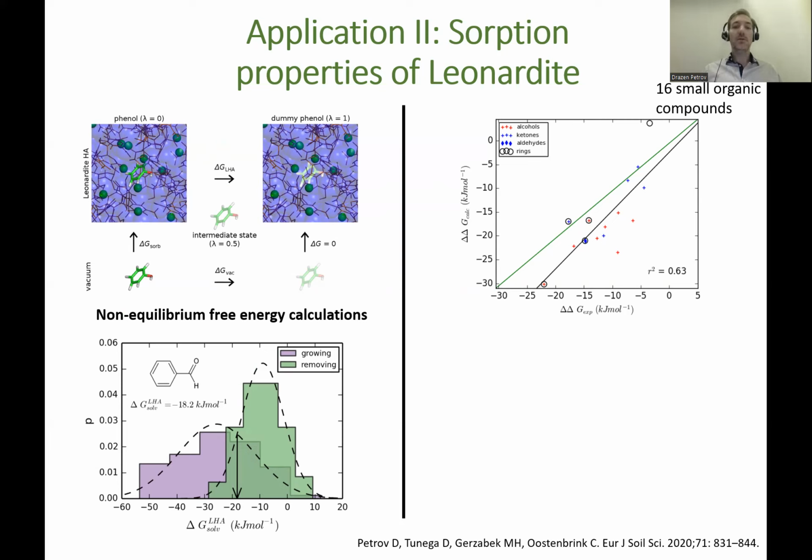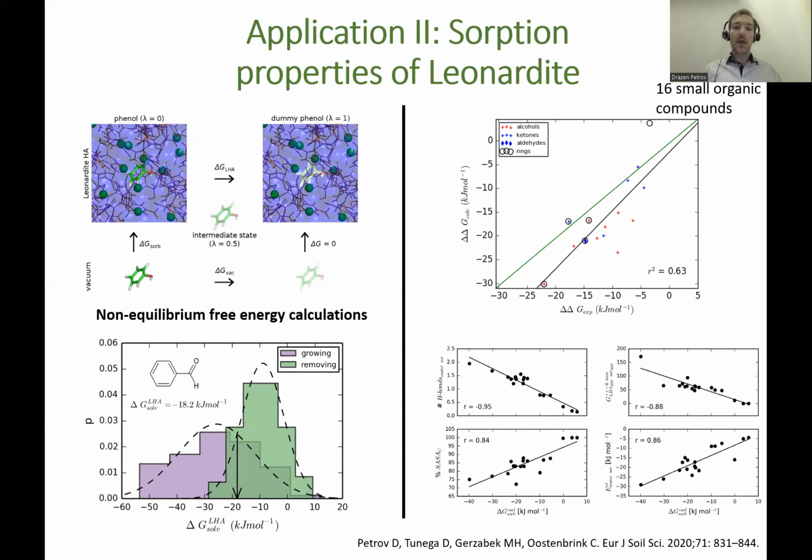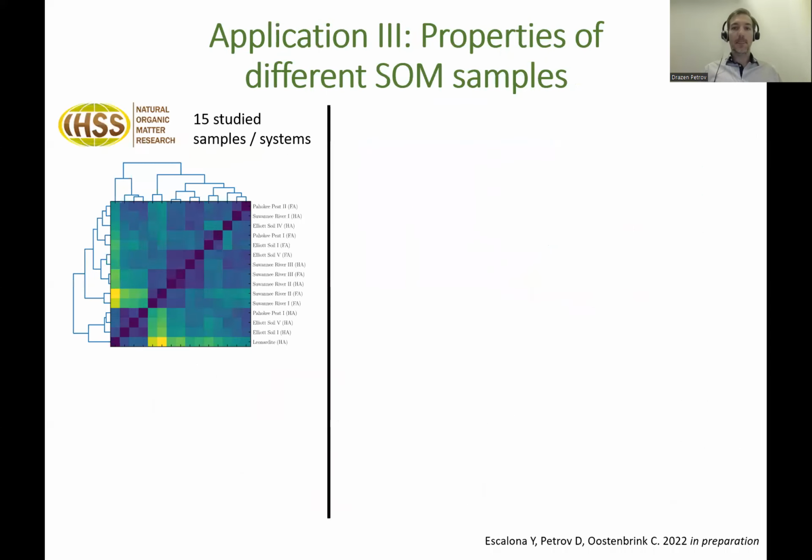On top of this, we actually looked also at different microscopic properties and how they relate to the calculated sorption free energies. And then, for instance, in this case, when we are looking at hydrogen bonding pattern, we obtain very good correlation between hydrogen bonding pattern and sorption free energy in leonardite. And that also holds for some other properties as well.